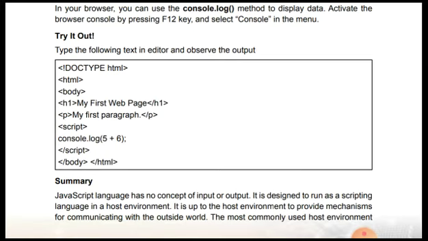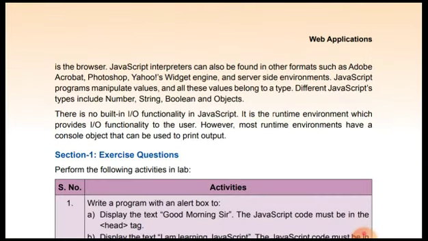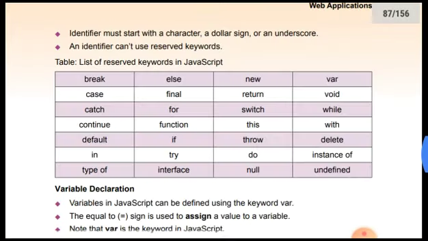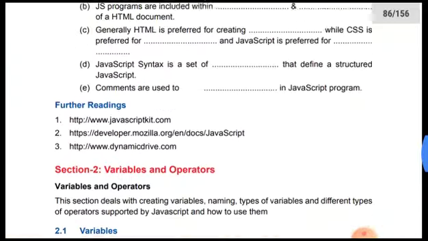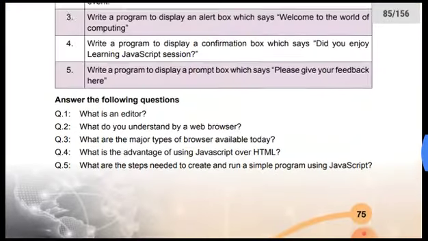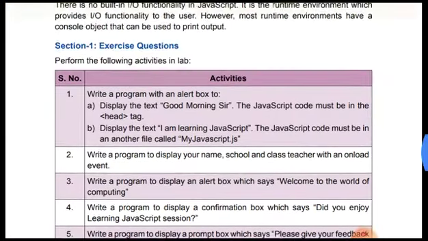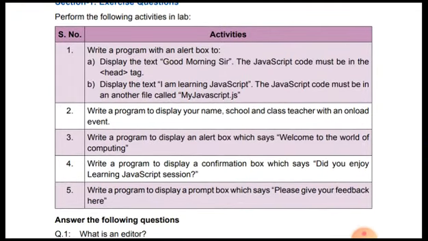Now this section is complete for all of you. Section 1 we have completed. Now we come on to the question and answer section. In the activity section, there are some questions you will be able to do only after we have studied the prompt function and confirm dialog boxes, because we haven't studied them yet. We also haven't studied the onload event, so you can leave these activities for now.